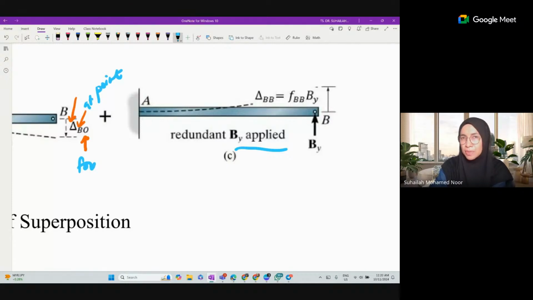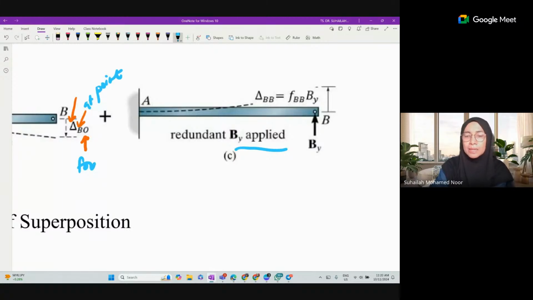The name will change based on the redundant chosen. If CY is the redundant, it is called redundant CY applied. If DY is the redundant, it is called redundant DY applied. Same goes for moment. If the moment at A is the redundant, the redundant beam is called redundant MA applied. Okay, to be specific.